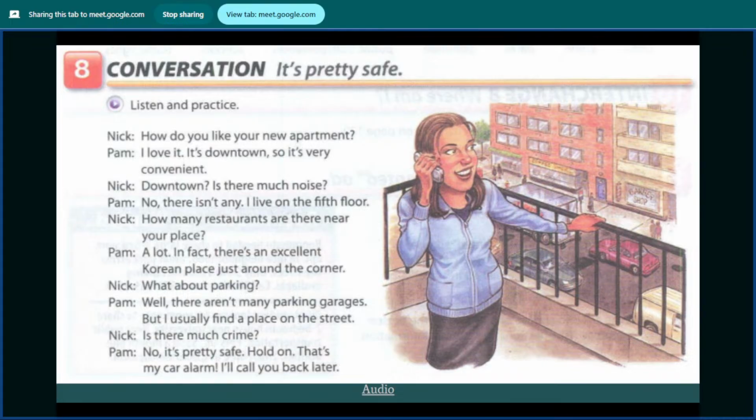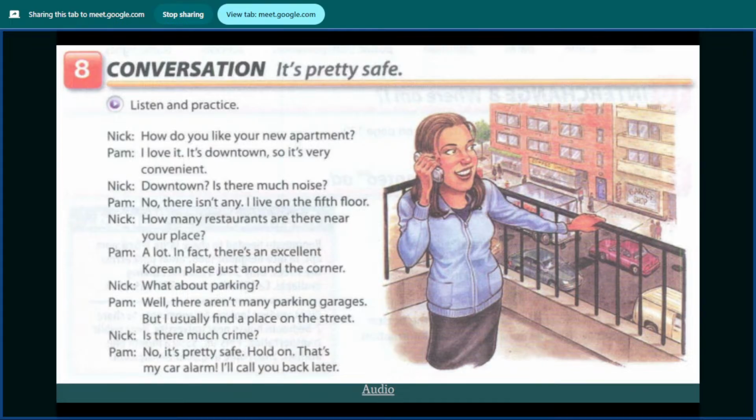Okay, so he asks, how many restaurants are there near your place? She says, a lot. In fact, there is an excellent Korean place just around the corner. Now we know around the corner means nearby, correct? What about parking? So she says, there aren't many parking garages, but I usually find a place on the street.